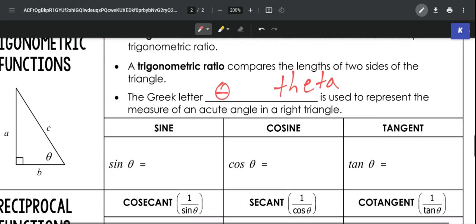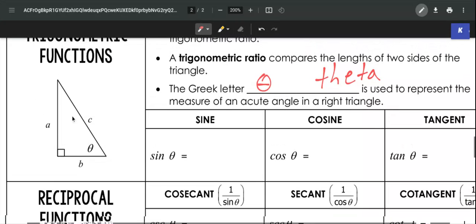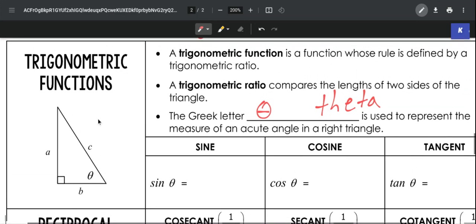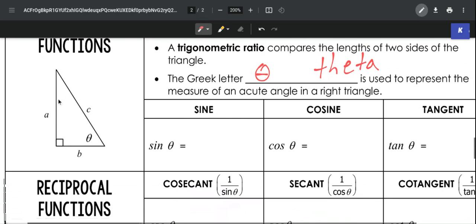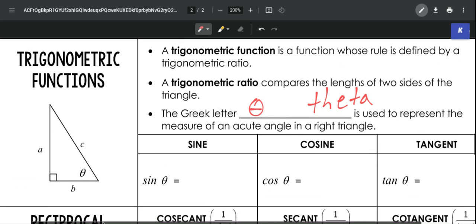All right. So now, if we have a triangle like we see over here where we've got A, B, C, and then theta is the measure of this angle here, it's the measure of that angle. So if we want to use that angle, we can use SOHCAHTOA to figure out all of these.